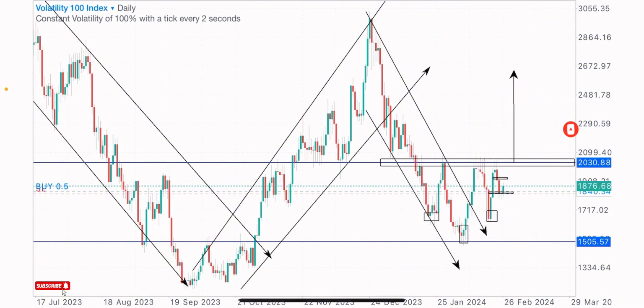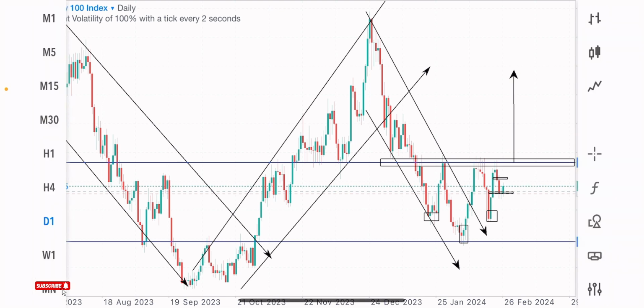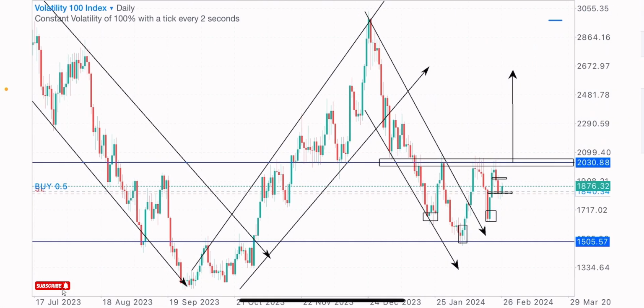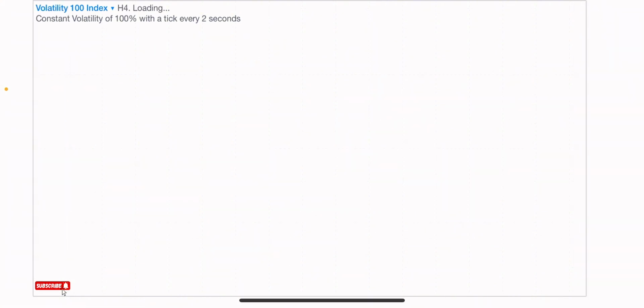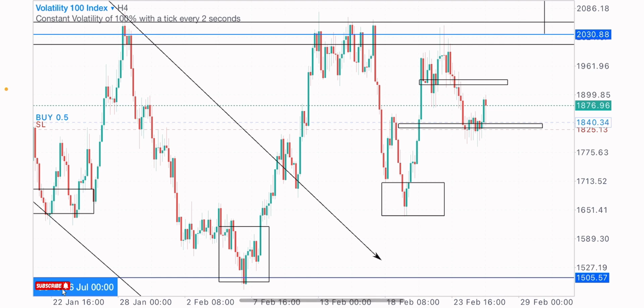A break above this zone, then we'd see price do what? Buy to this point, at least buy to this zone on Volatility 100 index, right? So that's my market analysis, my trade projection on the daily time frame on this index. So the previous hours we got price do what?